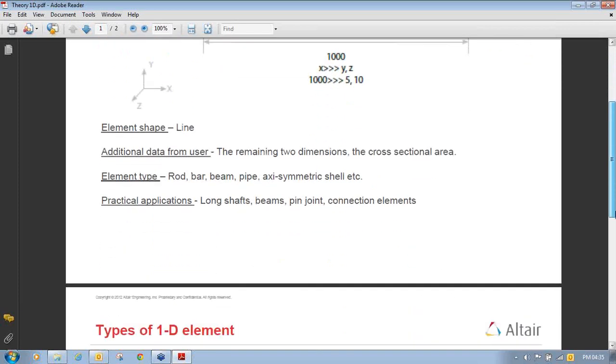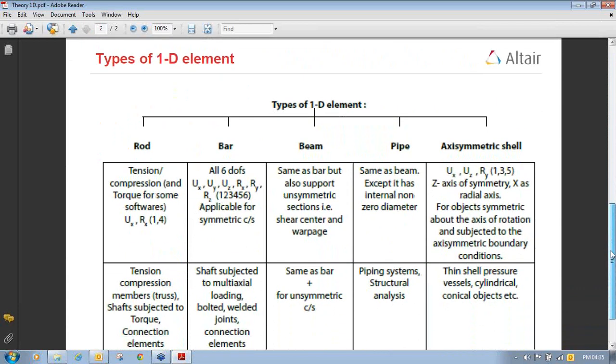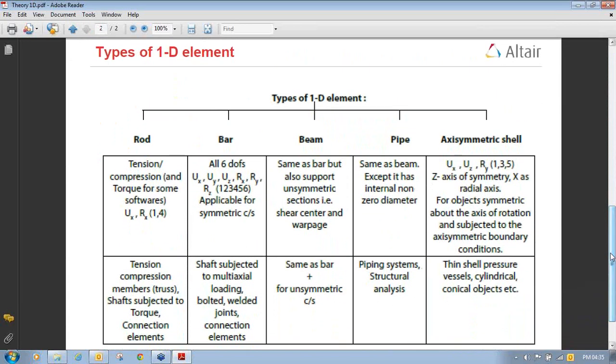Then the second topic of discussion is types of 1D element. So there are different types of 1D element available in HyperWorks. We will discuss them one by one. The first type available in HyperWorks is the rod element.